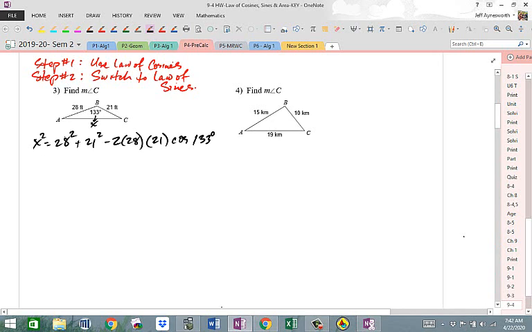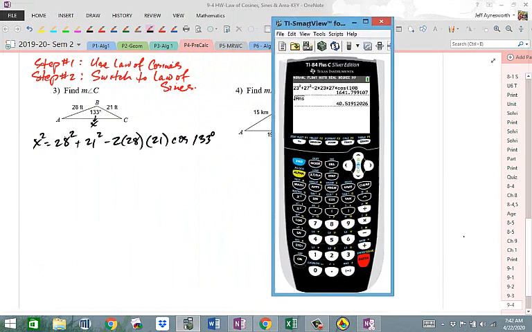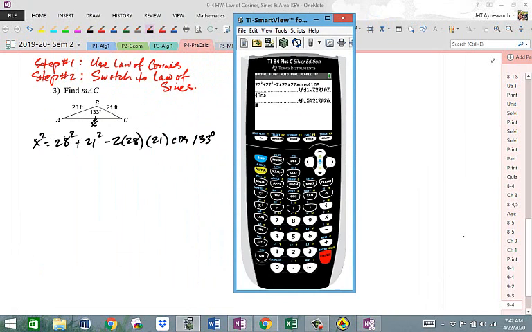So I'm going to use the TI-84. You guys use whatever technology you want. So I'm going to take 28 squared. Like I said, you've got to input the right numbers. So plus 21 squared, minus 2 times the product of the two, which is 28 and 21, times the cosine of the included angle, which in this case is 133 degrees. Check your work right here. You've got to make sure you put the right numbers in. Minus sign right there, 2 times 28 times 21. Looks pretty good to me.